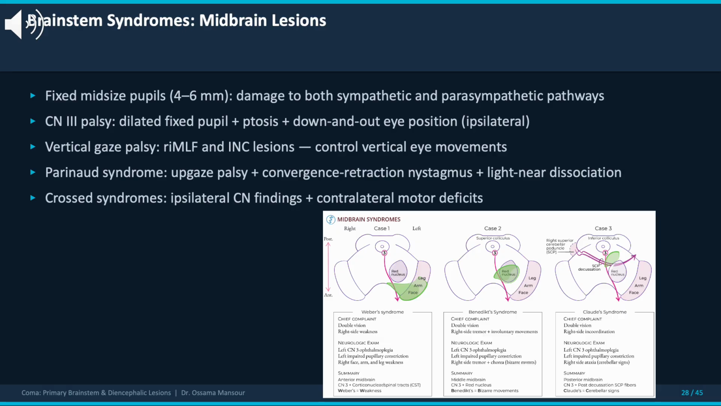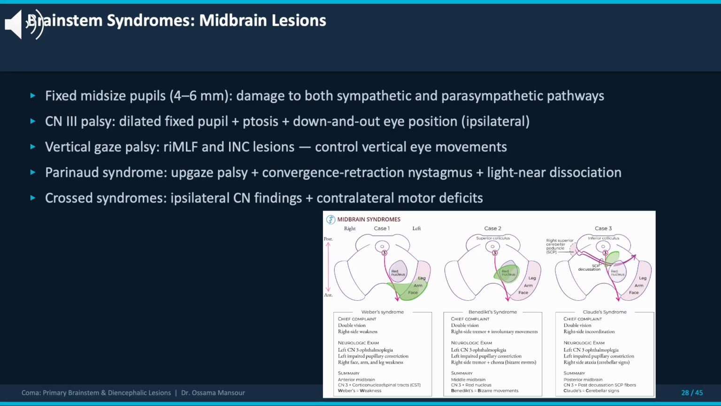Oculomotor nerve involvement, either through direct nuclear damage or fascicular involvement, produces ipsilateral cranial nerve 3 palsy with a dilated, fixed pupil, ptosis, and a down-and-out eye position. Vertical gaze palsies are characteristic of midbrain lesions affecting the rostral interstitial nucleus of the medial longitudinal fasciculus and the interstitial nucleus of Cajal, which control vertical eye movements.